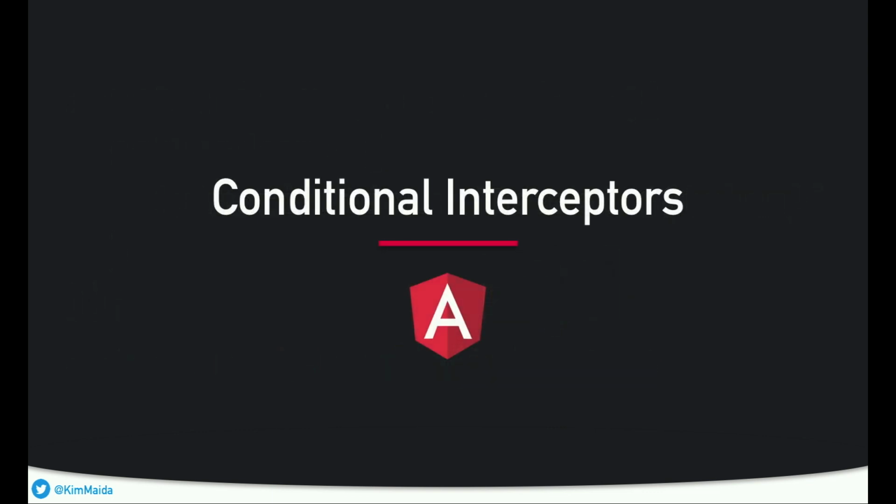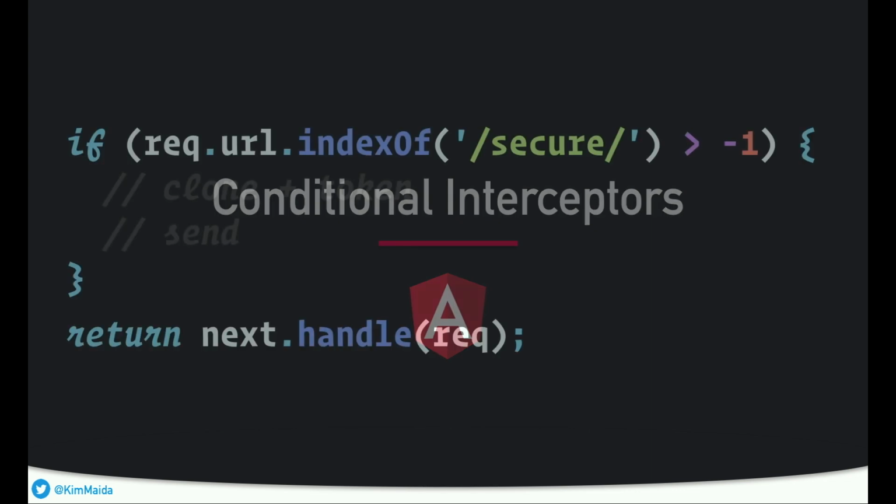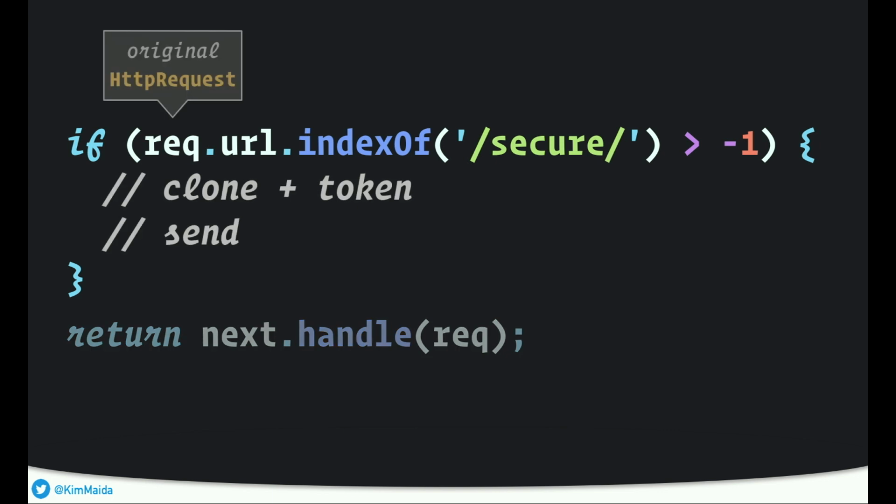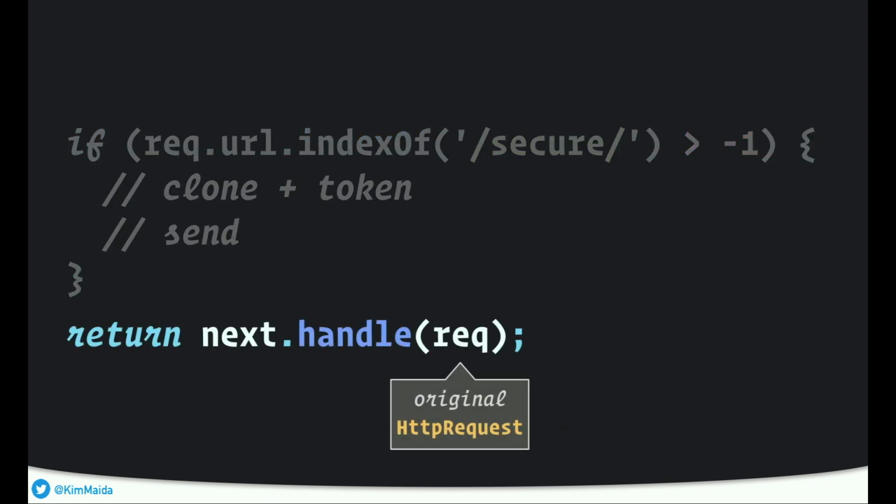Now, there's not actually a default way to only run interceptors on specific requests, but we can just use conditional logic in our service. So we can clone and modify requests based on some condition that we define. For example, maybe our endpoints that are secure have the fragment in them that says secure, and we can check for this and then only clone if it's necessary. And if we aren't hitting a secure endpoint, then we can just send the original request on its way without doing anything to it.